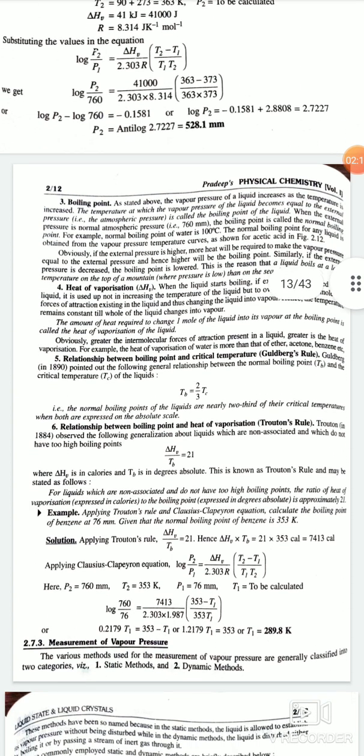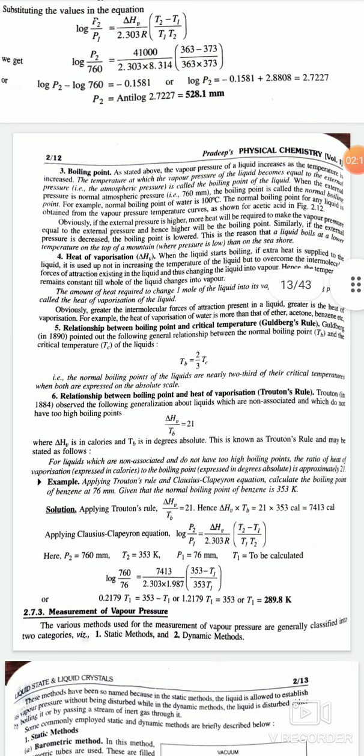Fifth is the relationship between boiling point and critical temperature, that is Guldberg's rule. Guldberg's rule, in 1890, pointed out the following general relationship between the normal boiling point, denoted by TB, and the critical temperature, denoted by TC, of the liquids, where TB equals 2/3 multiplied by TC. That is, the normal boiling points of the liquids are nearly two-thirds of their critical temperatures when both are expressed on the absolute scale.